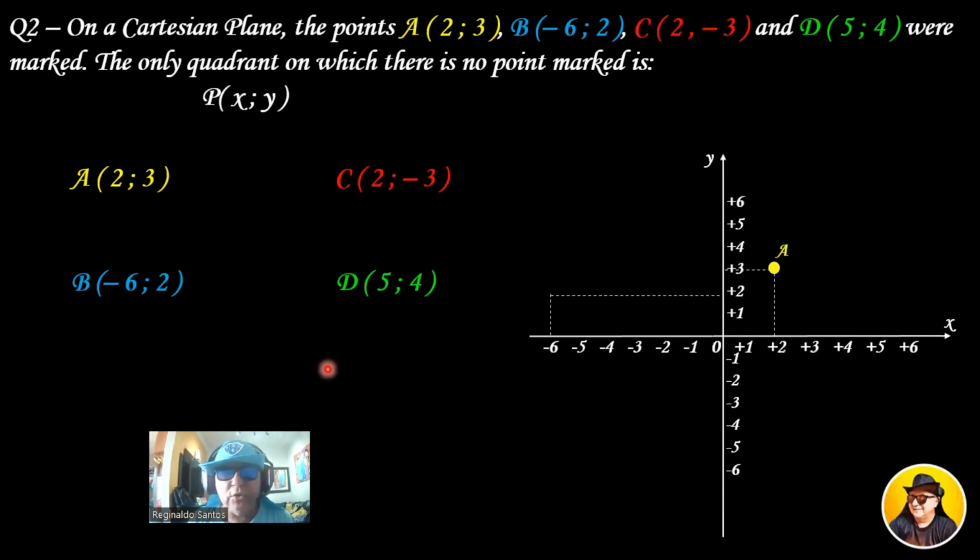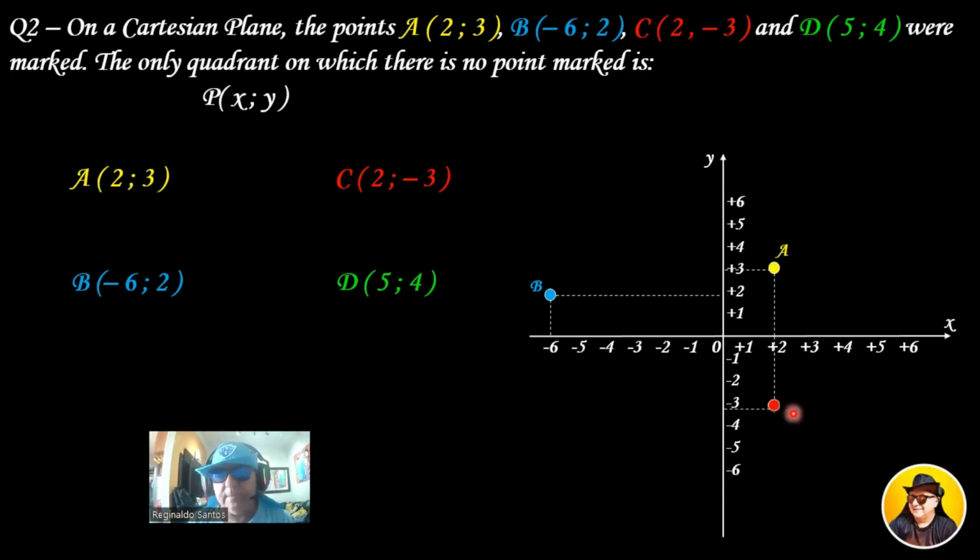Negative 6 and 2. So point B belongs to quadrant 2. Yes, second quadrant. We can also say like this. Point C: 2 for X and negative 3 for Y. Let's check what it is. Yes, 2 for X and a negative 3 for Y. It's going to be plotted right there.